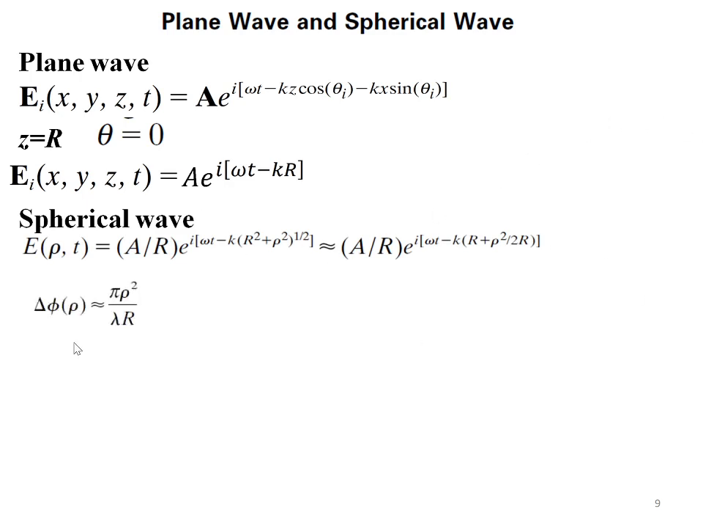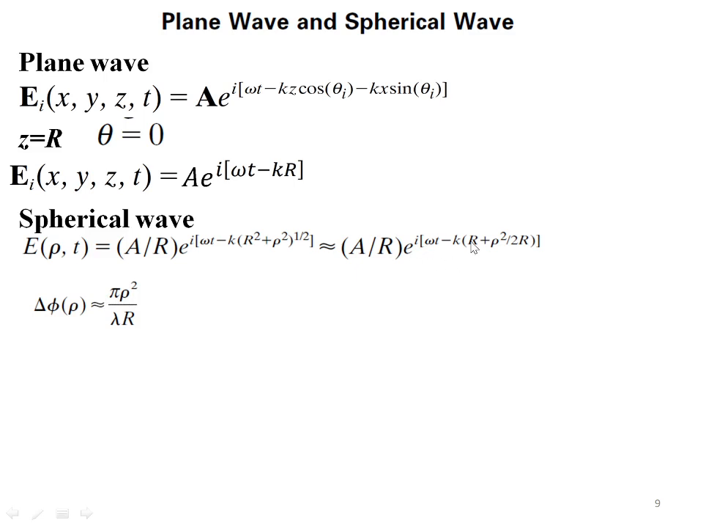So what do you think is going to be the phase difference? You can find it out. See again here, omega t, kr, the term is the same. The only term contributing to the phase difference between this plane wave and spherical wave is going to come from this. So that means delta phi of rho is approximately equal to, why approximately? Because of that binomial approximation we have used.